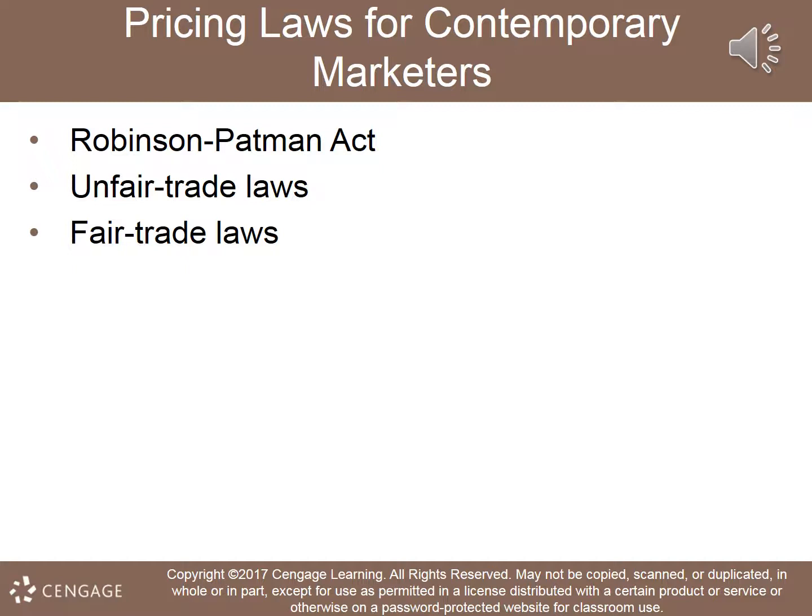Unfair trade laws are state laws requiring sellers to maintain specified minimum prices for comparable merchandise. State fair trade laws permit manufacturers to stipulate minimum retail prices for their products and require their retail dealers to sign contracts agreeing to abide by these prices. These laws became invalid with the passage of the Consumer Goods Pricing Act.